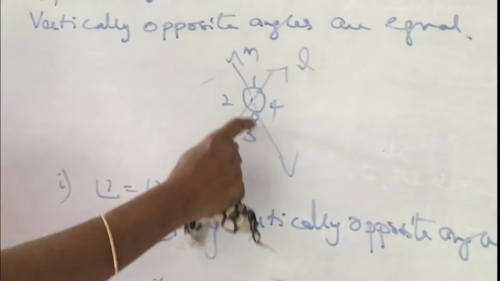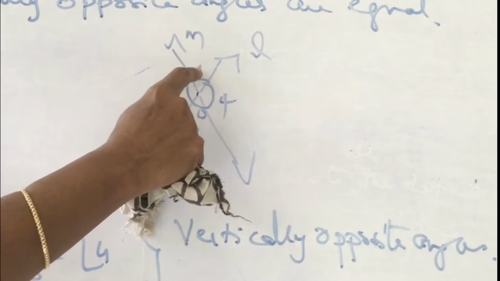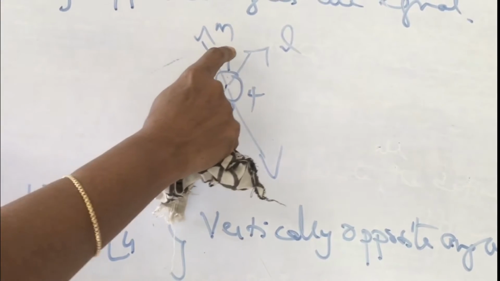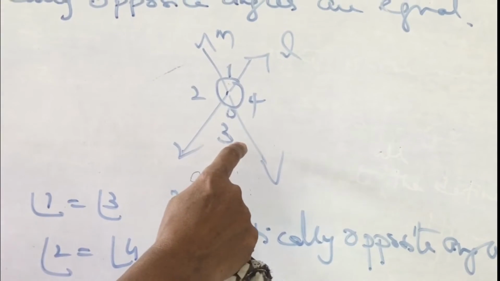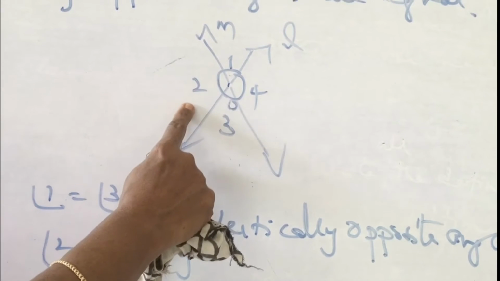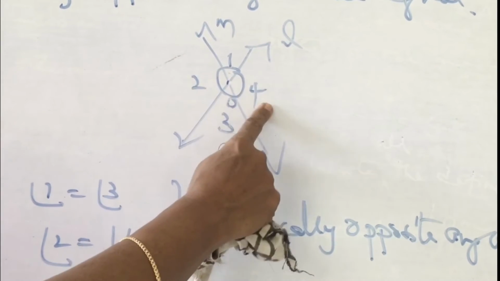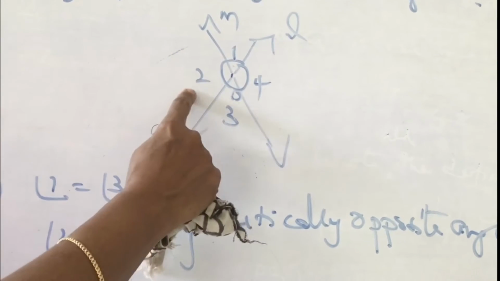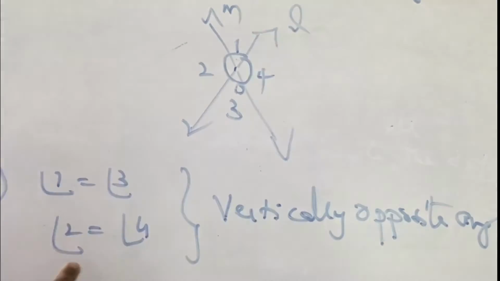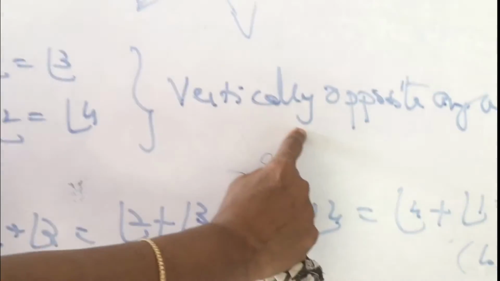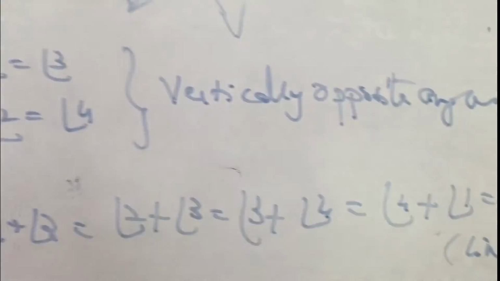In these four angles, angles opposite to each other: angle 1 is equal to angle 3, angle 2 is equal to angle 4. 1 and 3 are equal, 2 and 4 are equal. These pairs of angles are called vertically opposite angles.